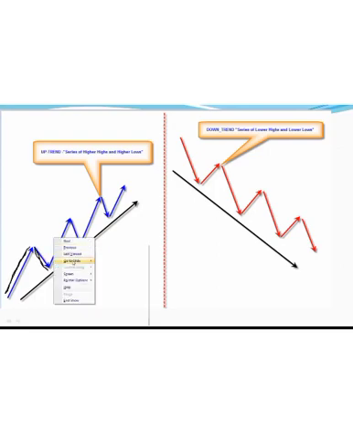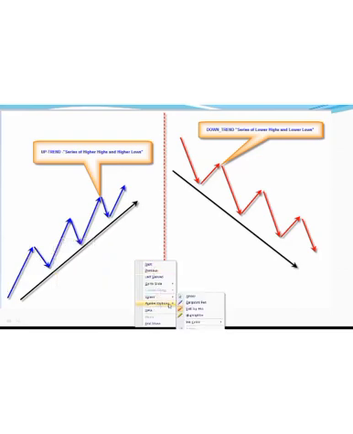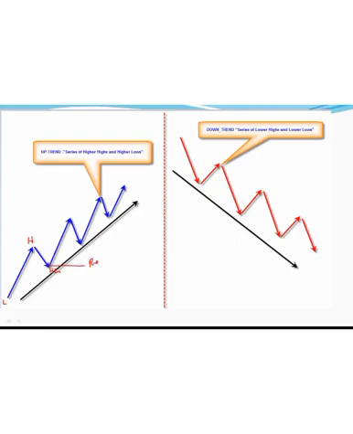Actually, let me fix the color so we have a nicer color. What about that color? There we go. So you have your low, you have your high, and then you have your higher low. This right here is called a retracement, or it's called a pullback, PB, pullback.